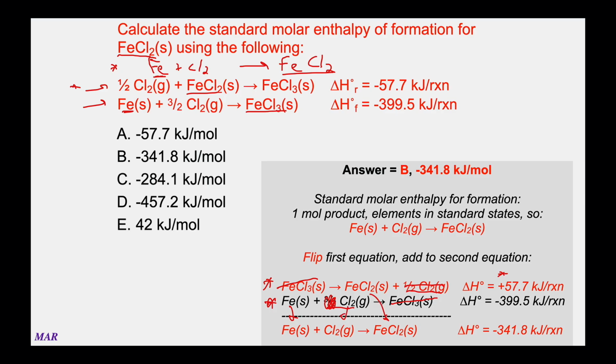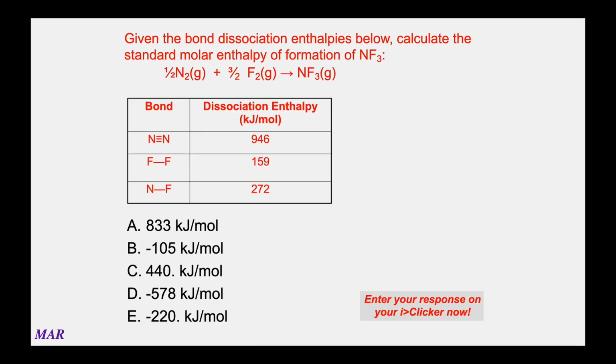And remember to change the sign of the delta H, but then negative 399.5 plus 57.7, delta H negative 341.8 kilojoules per mole, answer B. So this is an example of Hess's law, how it can be really handy for things. Pretty cool. Given the bond association enthalpies below, calculate the standard molar enthalpy of formation for NF3.